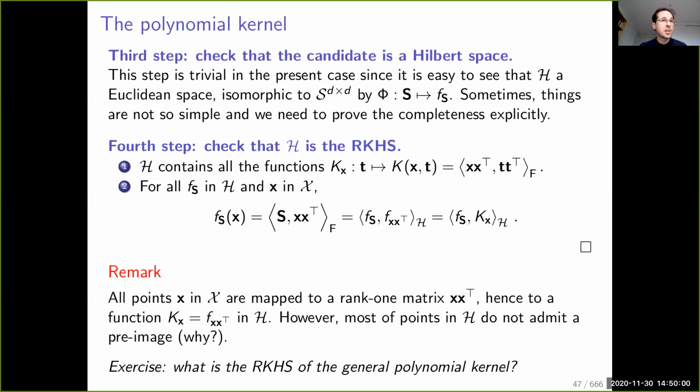And then there is an exercise, which we are not going to do: what is the RKHS of the general polynomial kernel? So we simply replace 2 by an exponent p, and you can try to work your way to prove what the RKHS is. You can start with p equals 3, for example, and then move to higher dimensions.